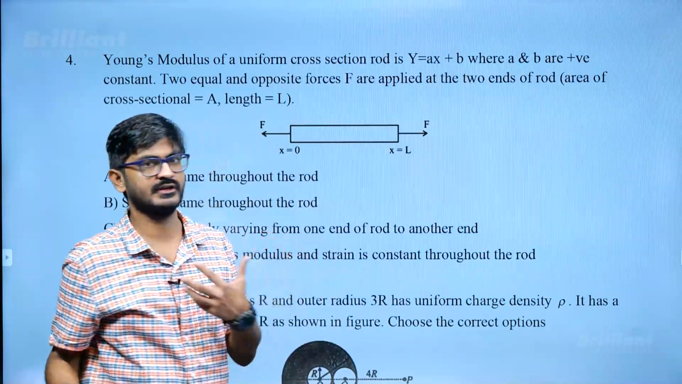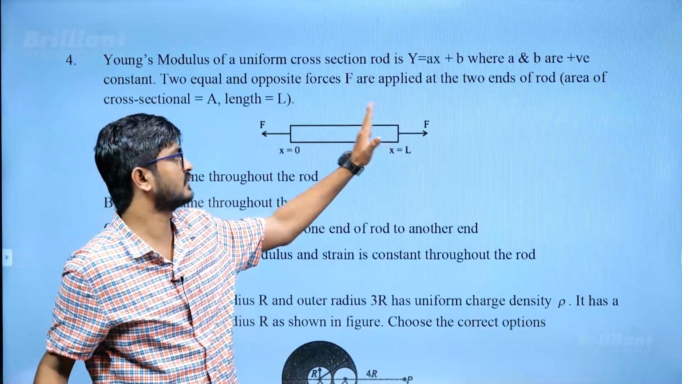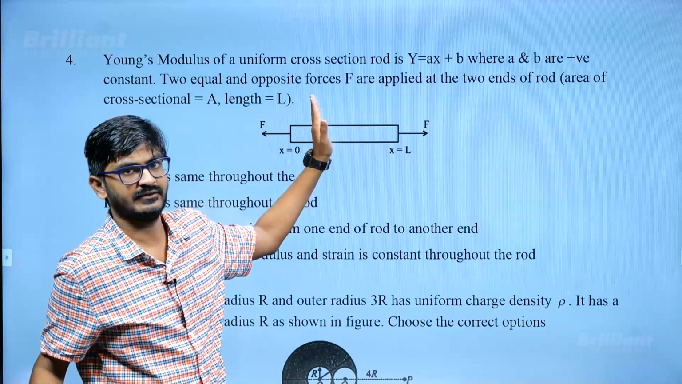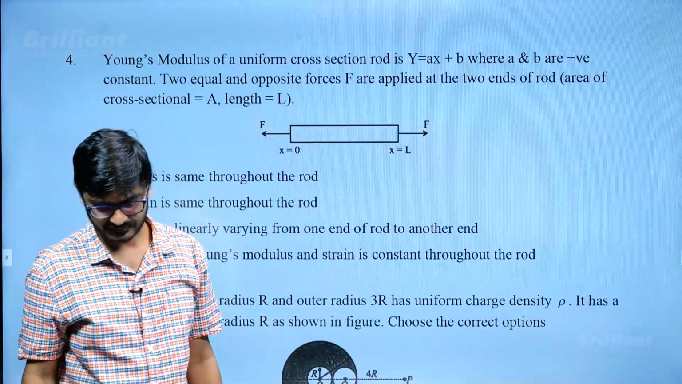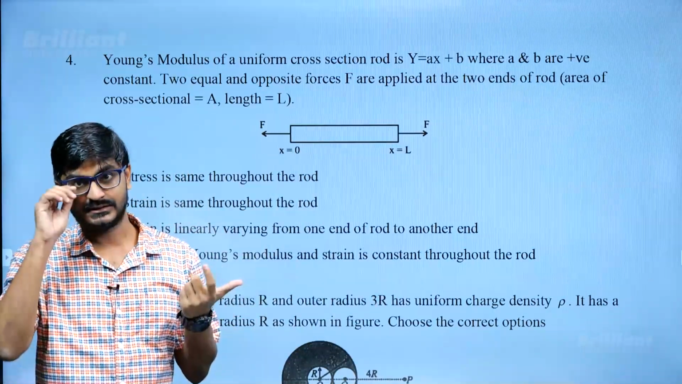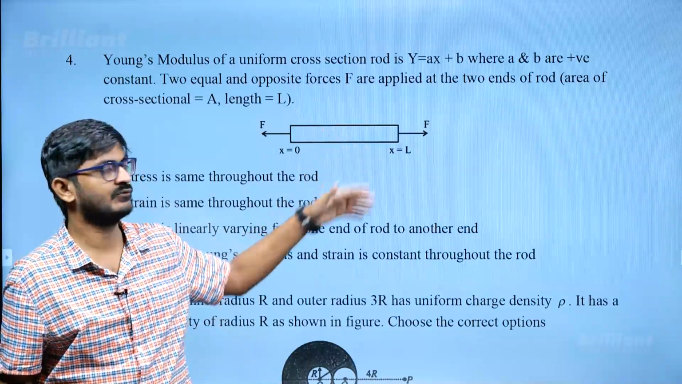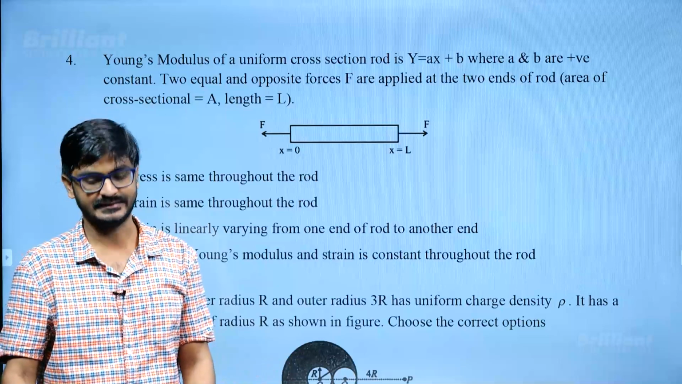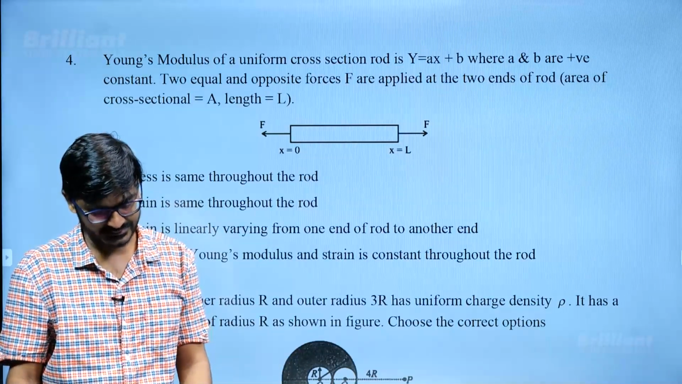So if you want to define Young's modulus, you need to know what is that force. That force is F everywhere. No matter which cross section you write, the force is going to be F only because it is in equilibrium. Now stress is the restoring force by area. The restoring force is F everywhere. So stress is going to remain the same everywhere. Stress is the same throughout the rod.